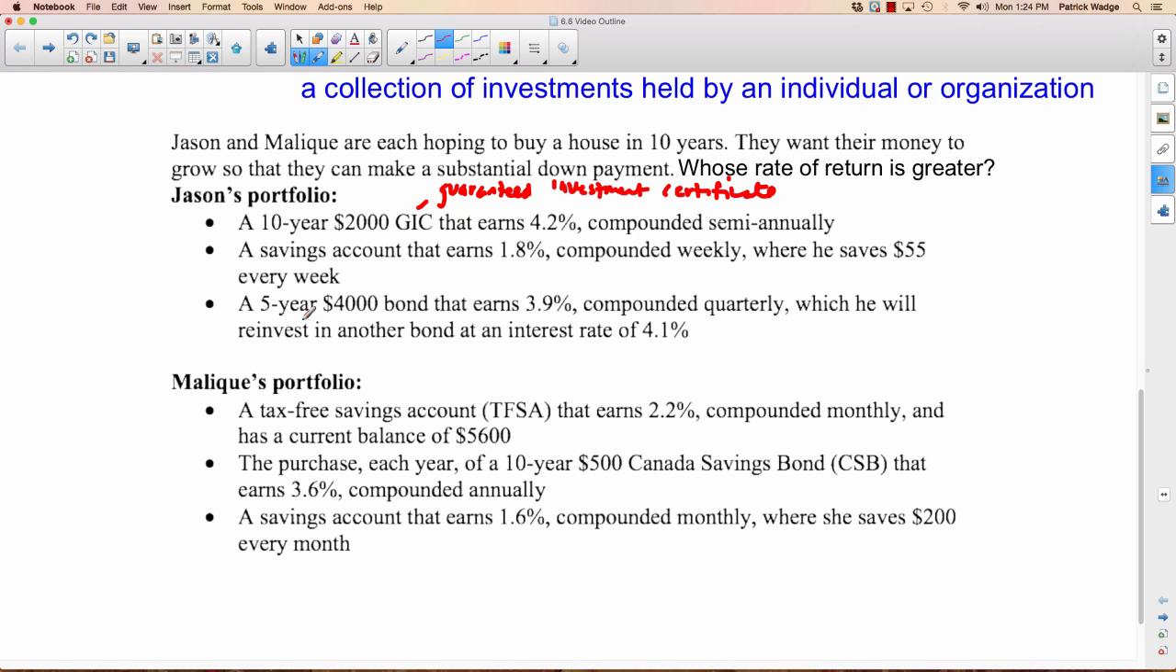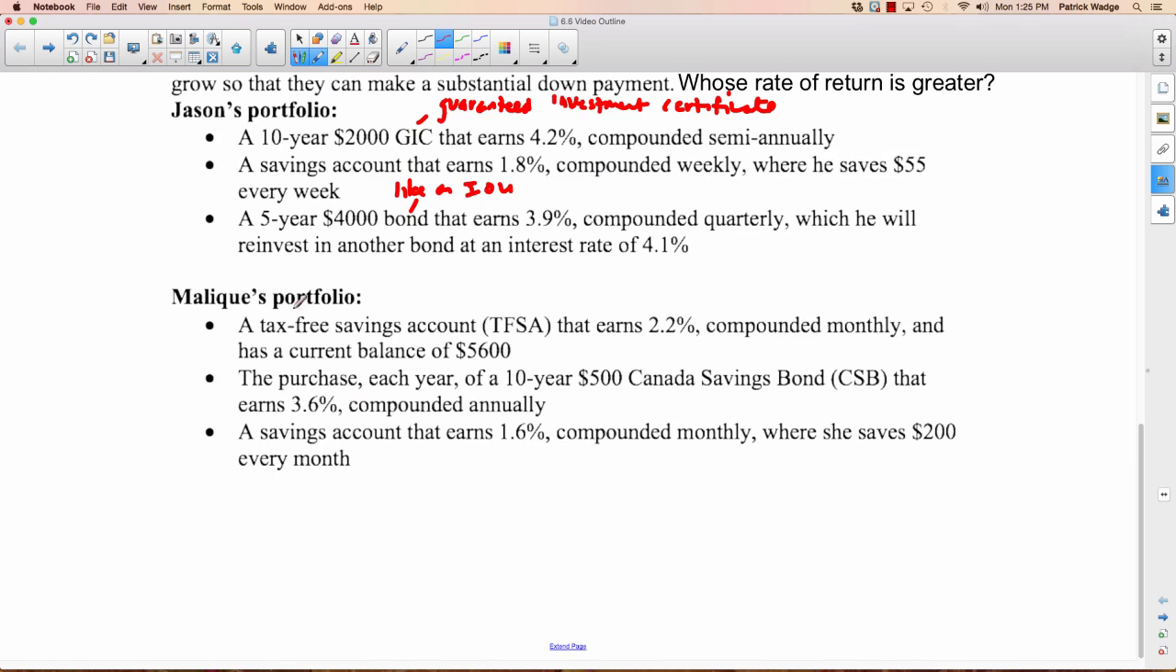And then he also has a 5-year $4,000 bond. What's a bond? Basically a bond's kind of like an IOU. You know, an IOU, right? When you tell someone, oh, I'll cover me today with this money I need, and then I owe you a certain amount of money. It's like that, but what you're actually providing an IOU for is the government or a corporation. So you lend your money to the government or a corporation, and then they tell you, okay, we'll pay you back in however many years, but we'll also tack on some interest. Again, fairly low risk. Okay, Malik's portfolio, she has a tax-free savings account, just like the name suggests.